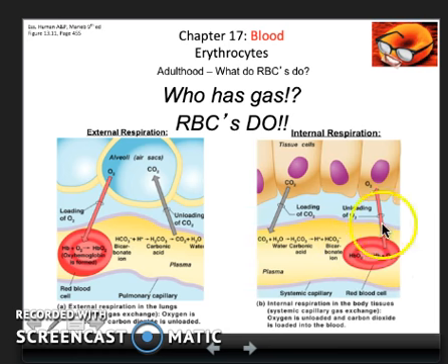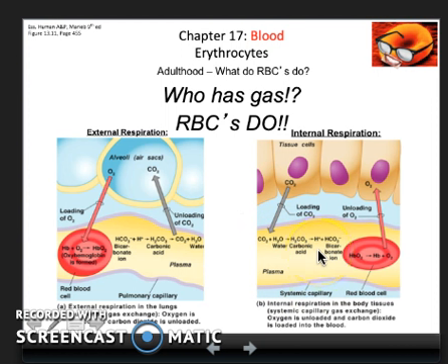The red blood cell then moves to body tissues, so here's our tissue cells. There we have the natural unloading of oxygen into the cell. So at this point, our tissues are respiring, they're releasing carbon dioxide. Carbon dioxide then gets picked up.